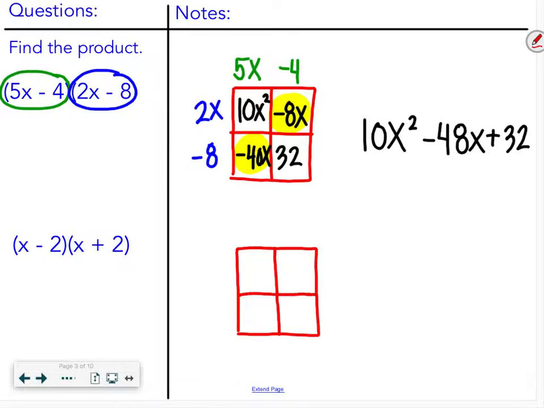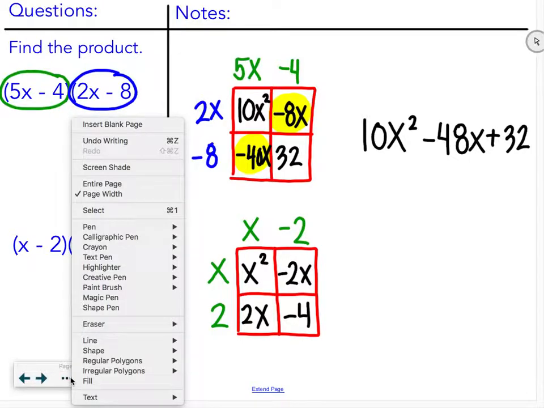All right, something a little different is going to happen on this one. We have x and negative 2, and x and positive 2. So x times x is x squared. x times negative 2 is negative 2x. 2 times x is 2x. 2 times negative 2 is negative 4.